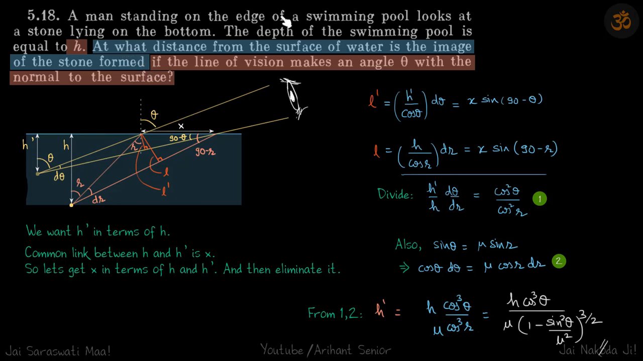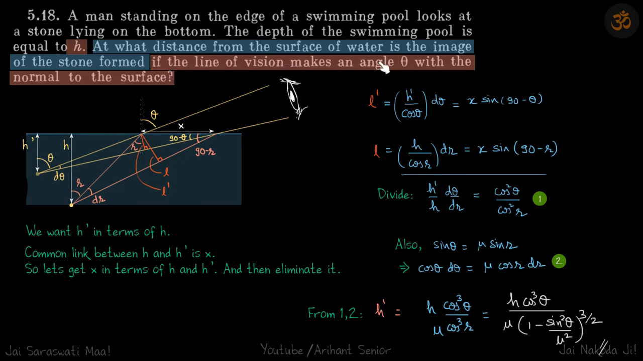A man is standing on the edge of the swimming pool and the depth of the swimming pool is h. So there is one stone lying at the depth of h. At what distance from the surface of the water is the image of the stone formed? So let's say the image is formed here, and from the surface of the water it is at the distance h dash. So what is h dash?